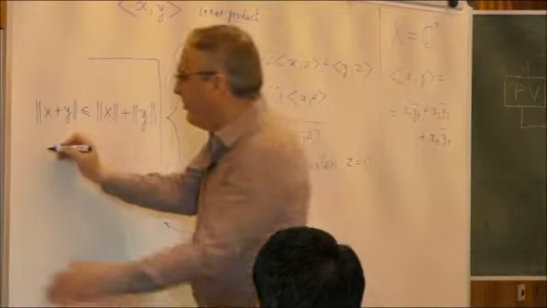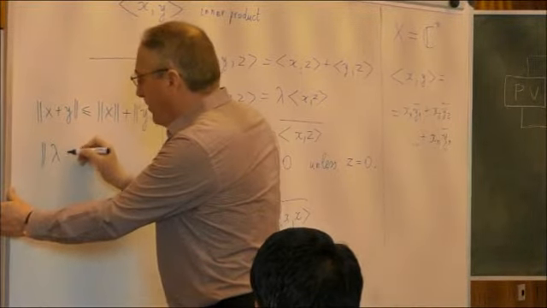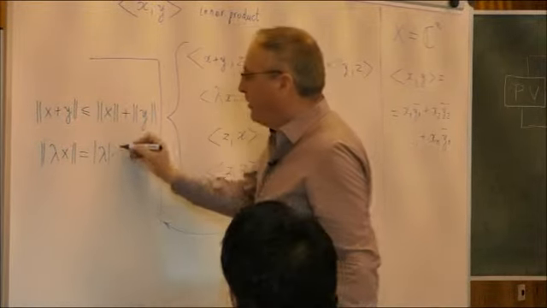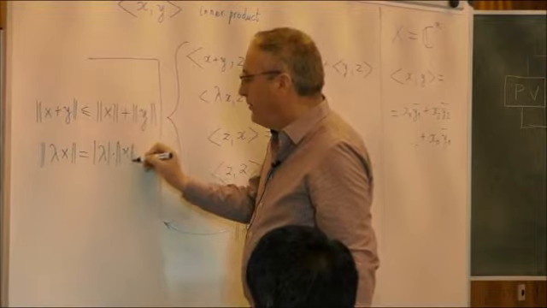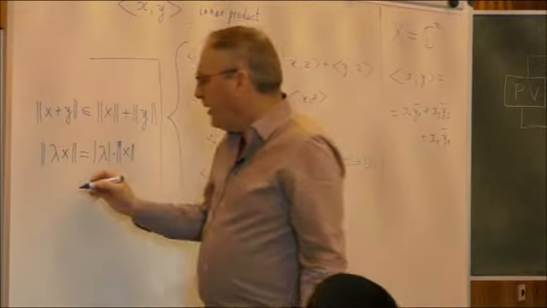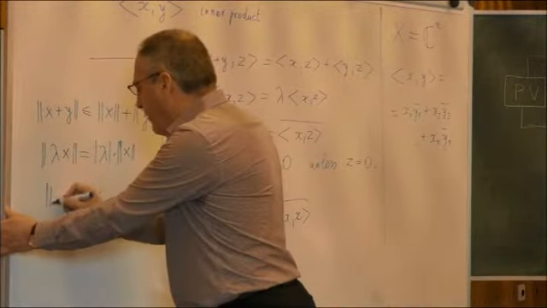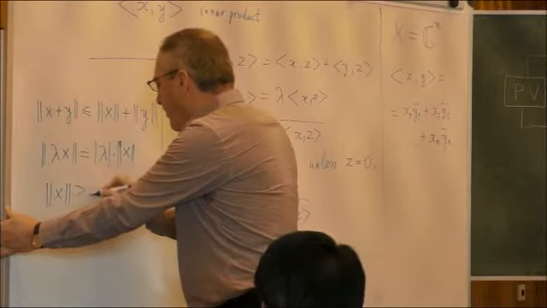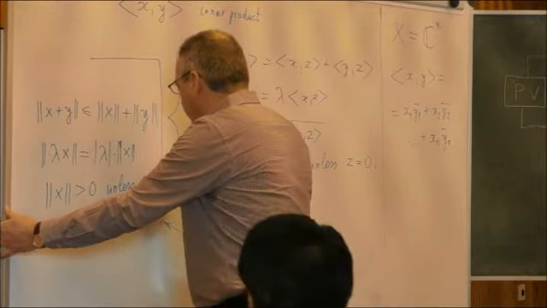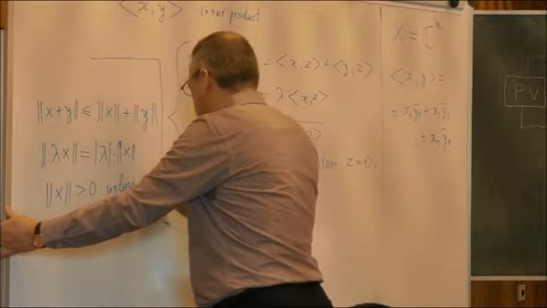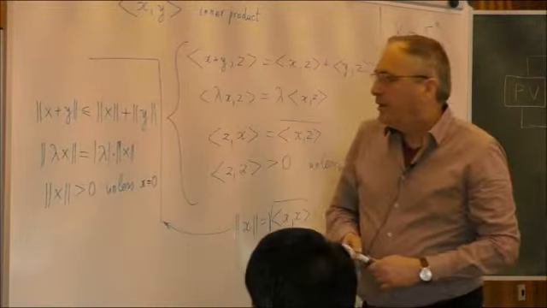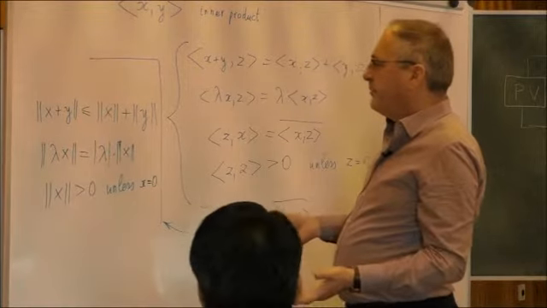Then if you multiply a vector with a complex number lambda and you take the norm, the absolute value of lambda goes out, times the norm of X. And the norm of X is always positive unless X is 0. And what else? That's it.